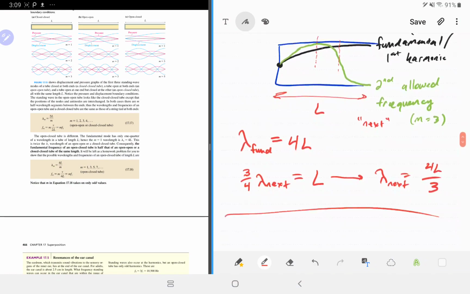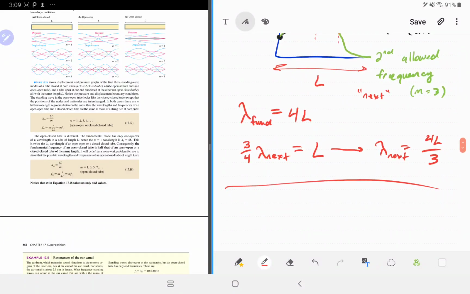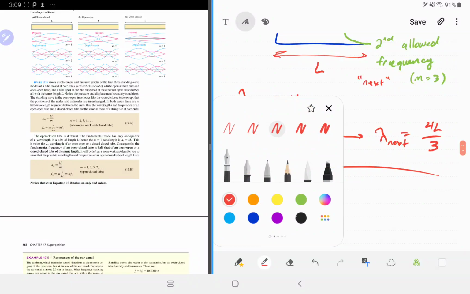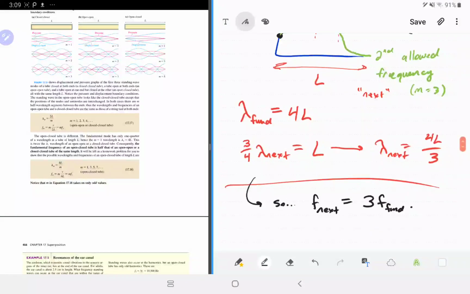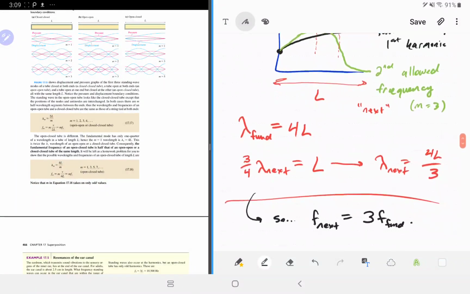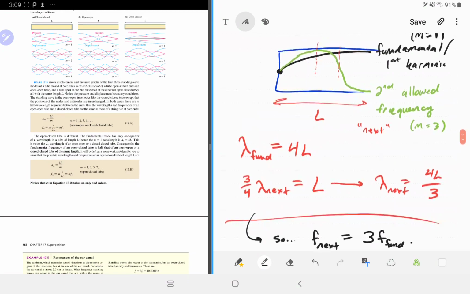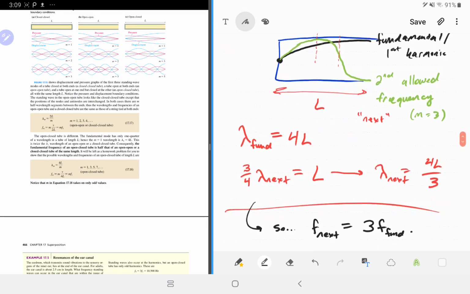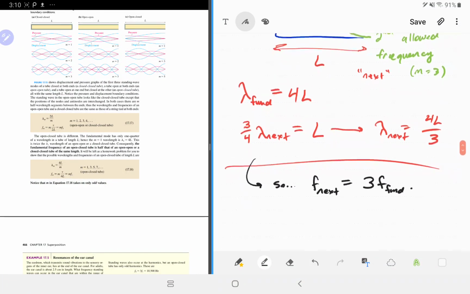Okay, so what is this saying? The next allowed frequency is 1/3 the wavelength. So 1/3 the wavelength means 3 times the frequency. So F next is 3 times F fundamental. And the reason for that is that V didn't change. The speed of the wave didn't change. Remember, the speed of sound waves is 343 meters per second. If we're changing what harmonic we're looking at, we're changing the lambda of the wave, which changes the frequency. It doesn't change the speed of the wave.